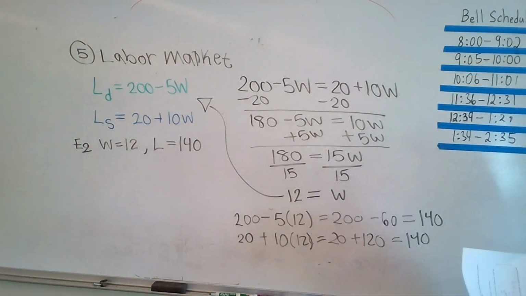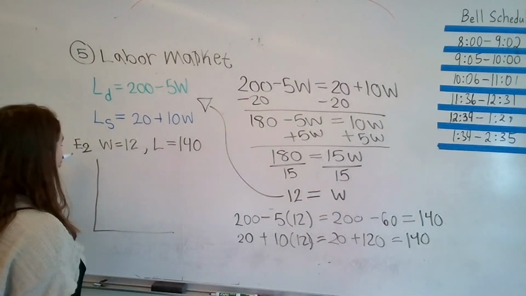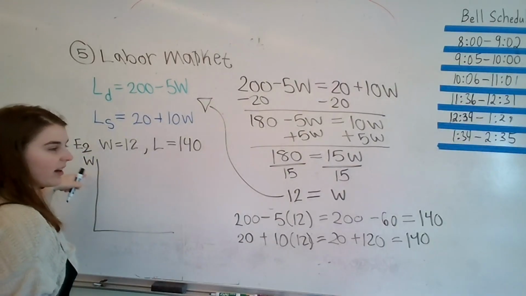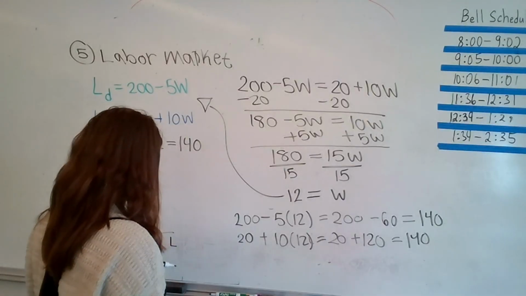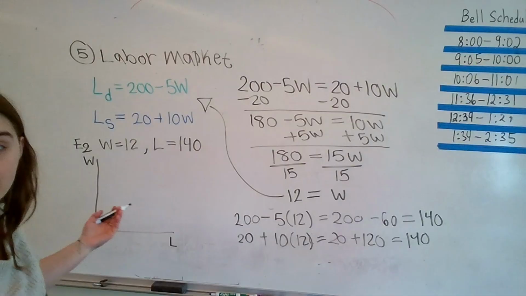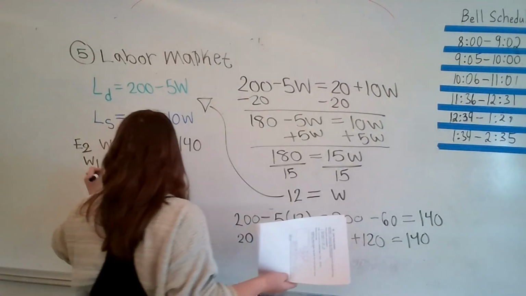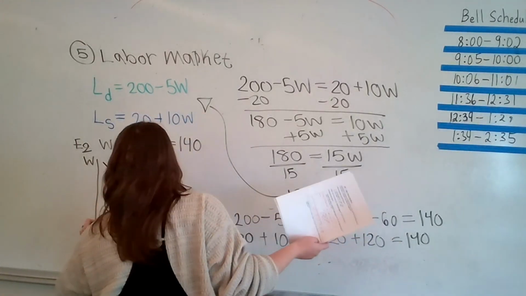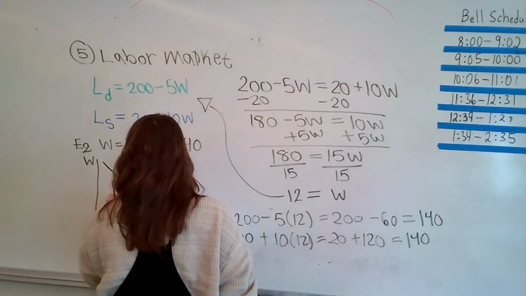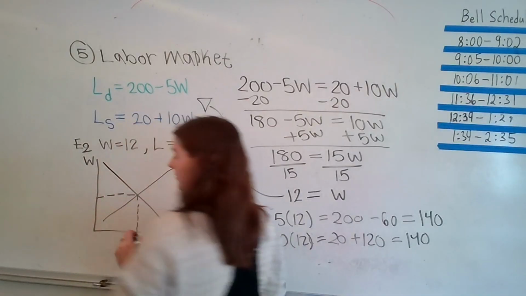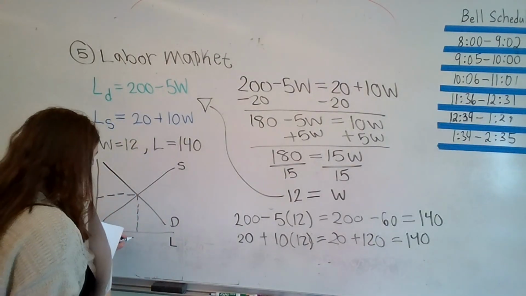That looks about right. If we want to draw this out, our y-axis, remember, is always our price. In this case, that's our wage. Our x-axis is labor supply and labor demand: how much labor, what the employment is like in our economy. So we draw demand, we draw supply, and then we label our equilibrium. Our equilibrium is right here. Our equilibrium wage is $12, and our labor at that is 140.